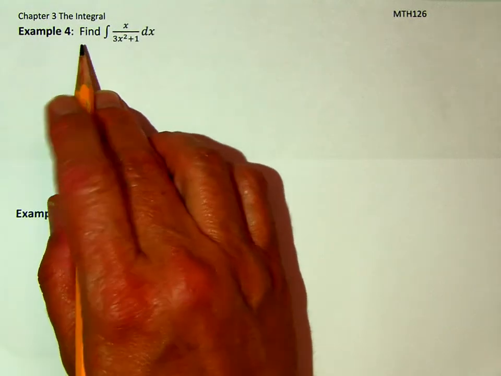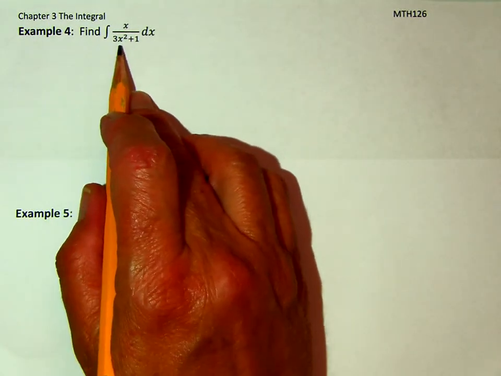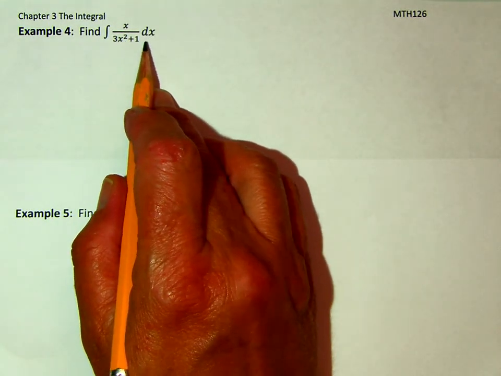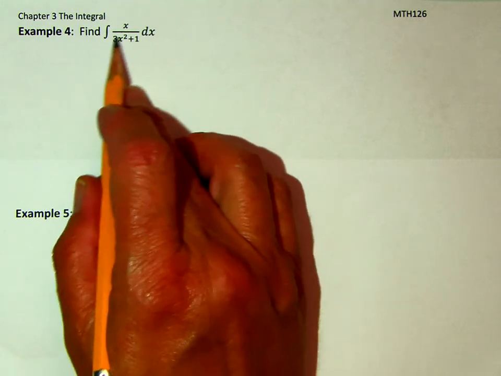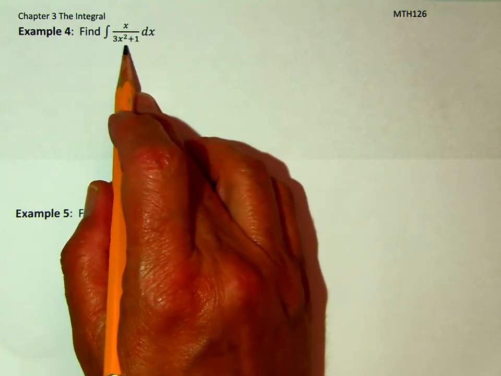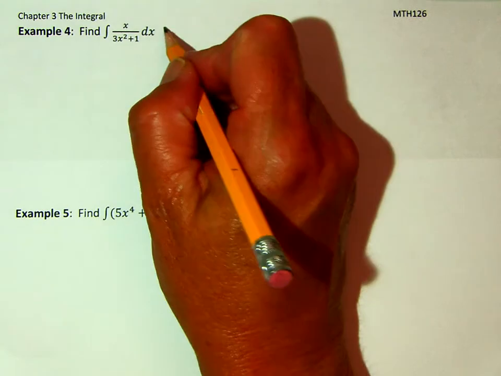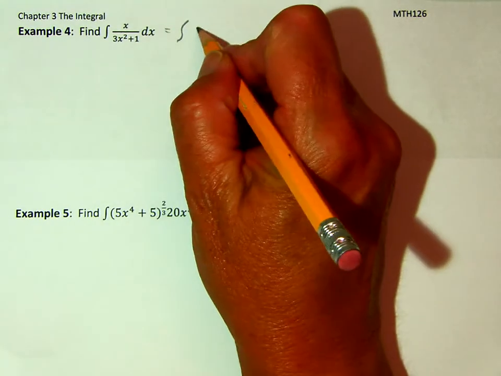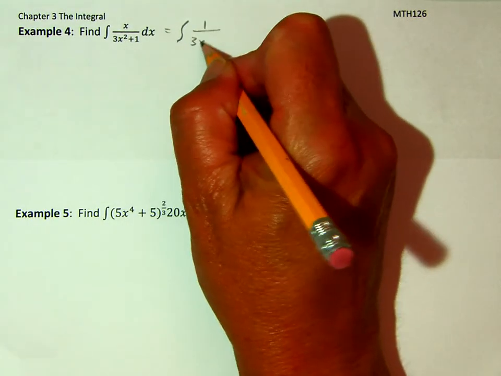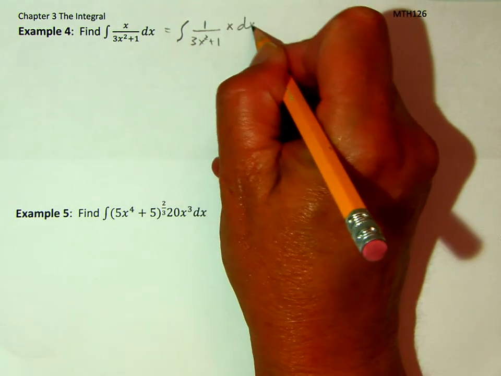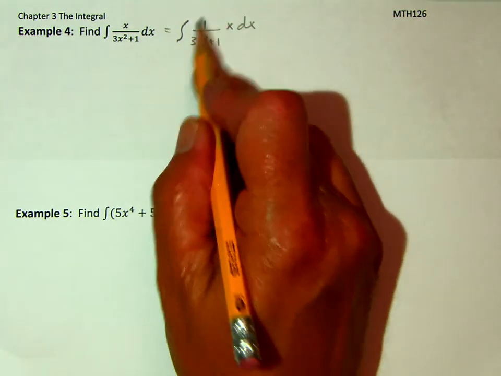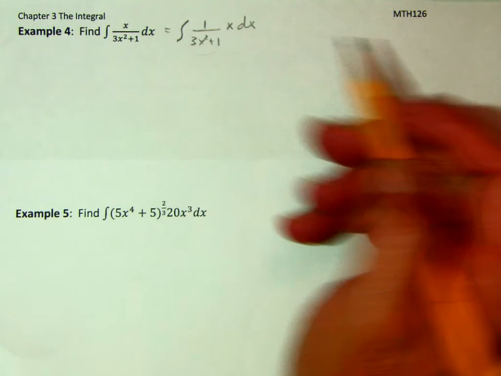Example 4. Find the integral of x over 3x squared plus 1 dx. Now this looks like a good choice for u. The first thing I want to do is rewrite the integral as 1 over 3x squared plus 1 times x dx. So I'm separating this part out from everything else.